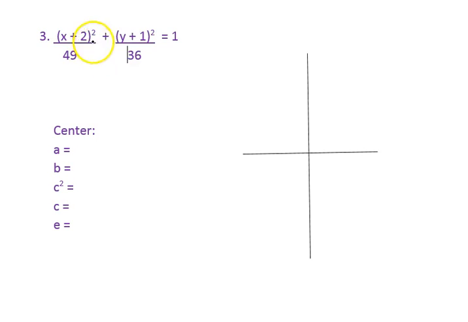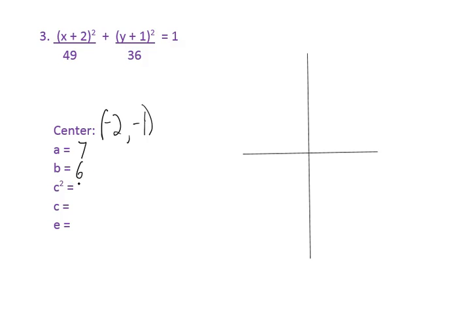Okay, for our third example, I have one that the center doesn't have any zeros. It's already in the form that we need it. So let's locate the center first. And so when you look at the x's, you use the opposite sign. So -2, look at the y's, -1. So center is at -2, -1. Then the A, you're looking under the x, so we're looking at 49. Take the square root of that, you get 7. B, the square root of 36, is 6.